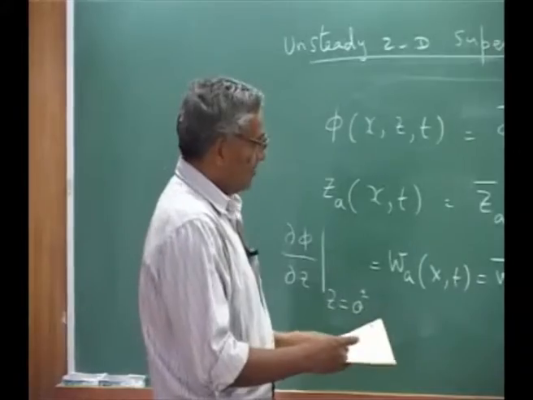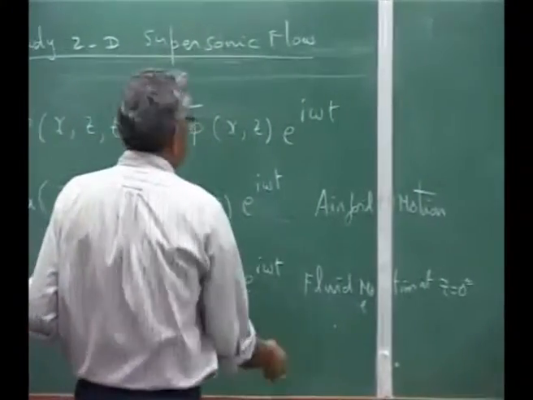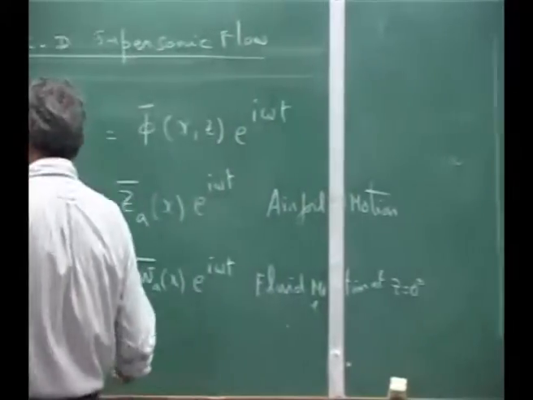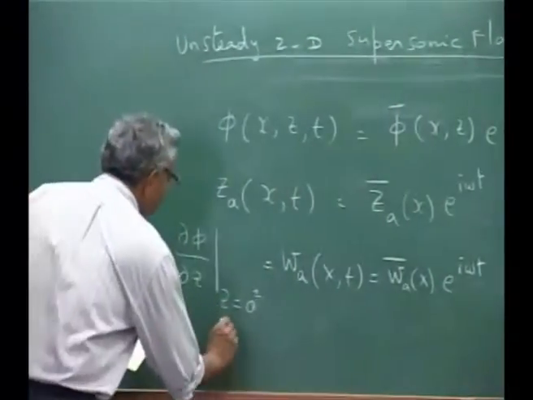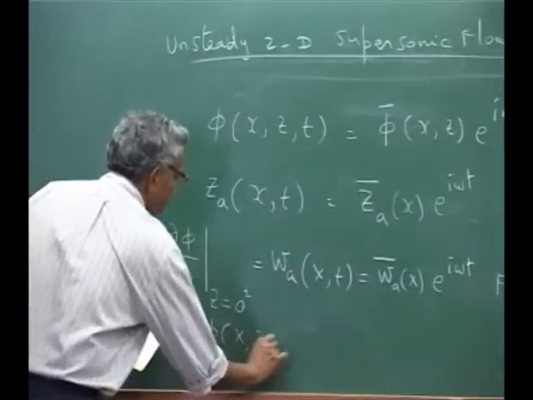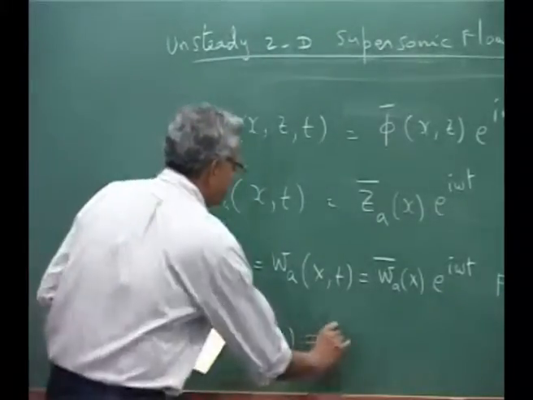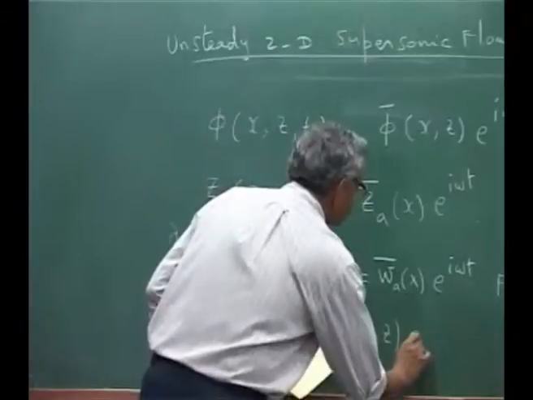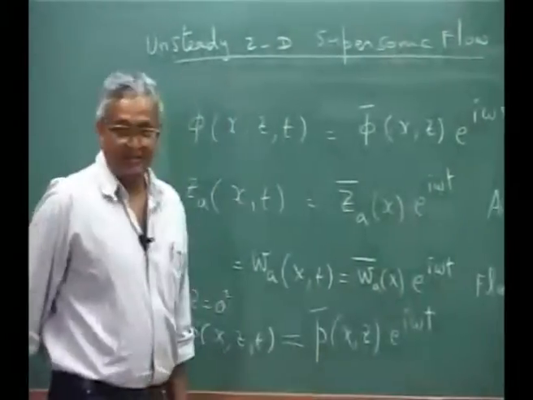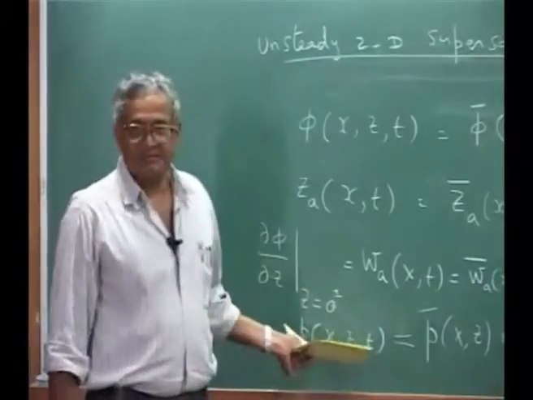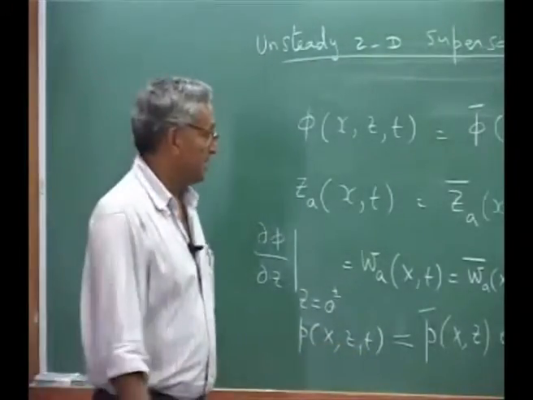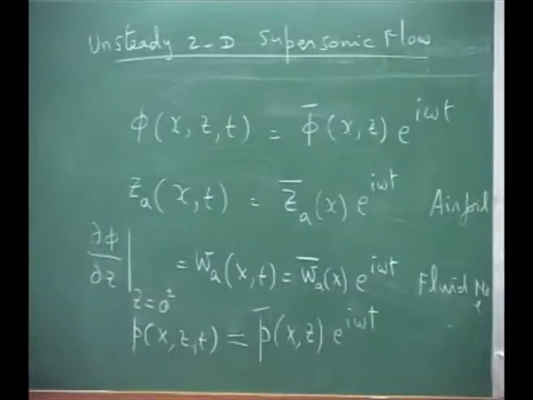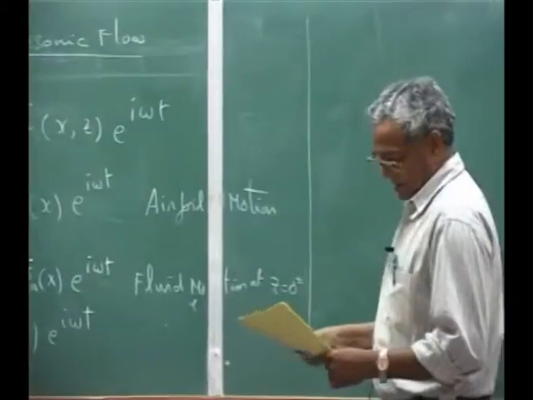Now, my pressure also varies. Maybe I will write it here. My pressure at every point is also varying as some p bar x comma z e power i omega t. Pressure is also, this is at any point. Now using this, I am going to write my unsteady supersonic flow equation in 2D, and then the boundary condition.